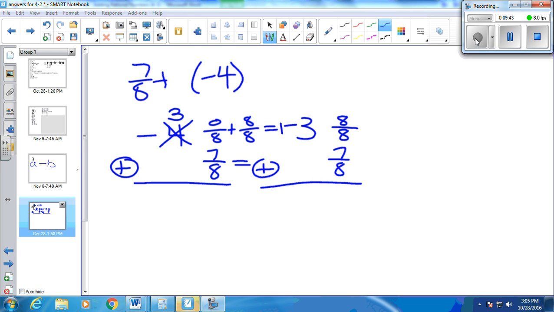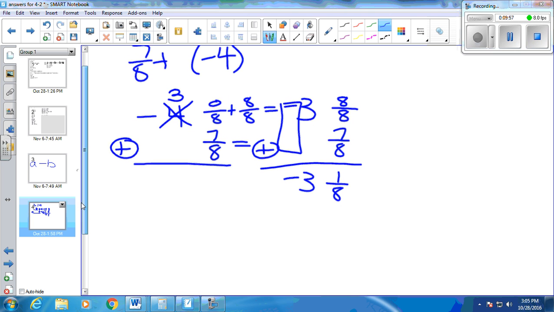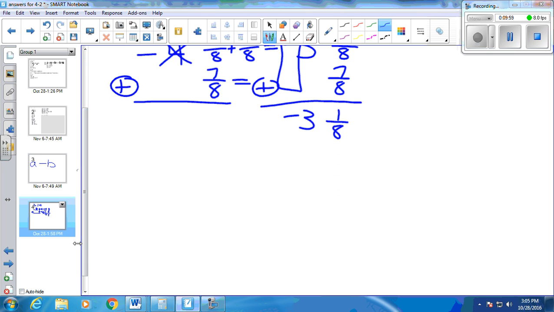Again, since my signs right here are different, one is positive, one is negative, I am now going to subtract 7 from 8 to give me 1, and I'm left with just negative 3, so my answer is negative 3 1/8. Now taking that negative 3 1/8, I'd like to now add 1/2 to it.